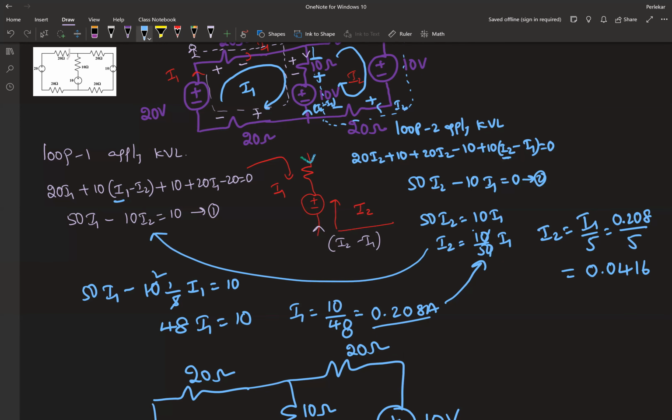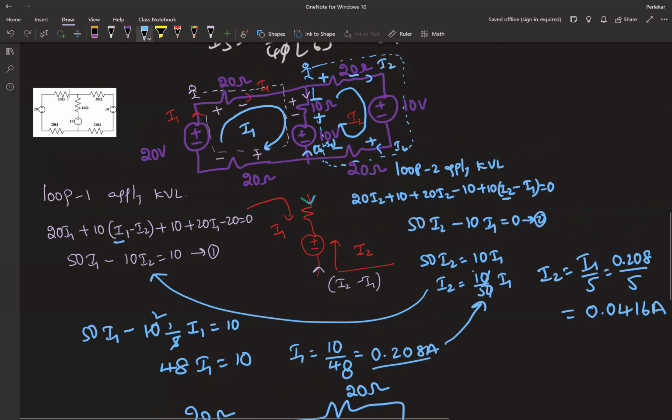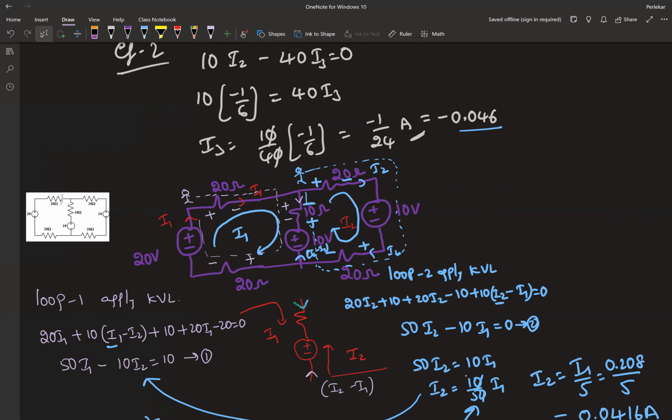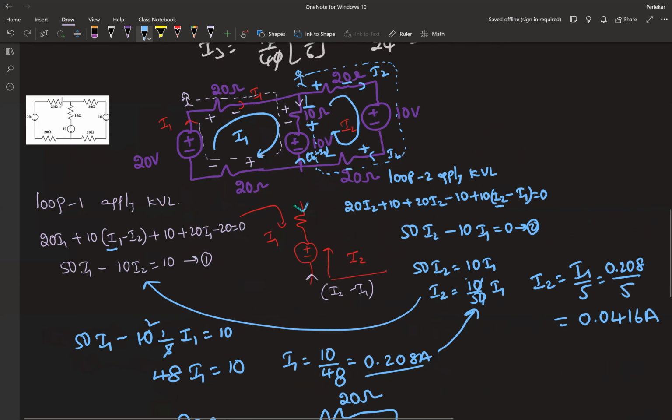0.042 is fine. So in the previous case, you have I3 as negative because you assumed I3 is going up. That is the reason it was negative. But here you assumed I2 is going in the clockwise direction, which is going down. So that's the reason our number is positive here.